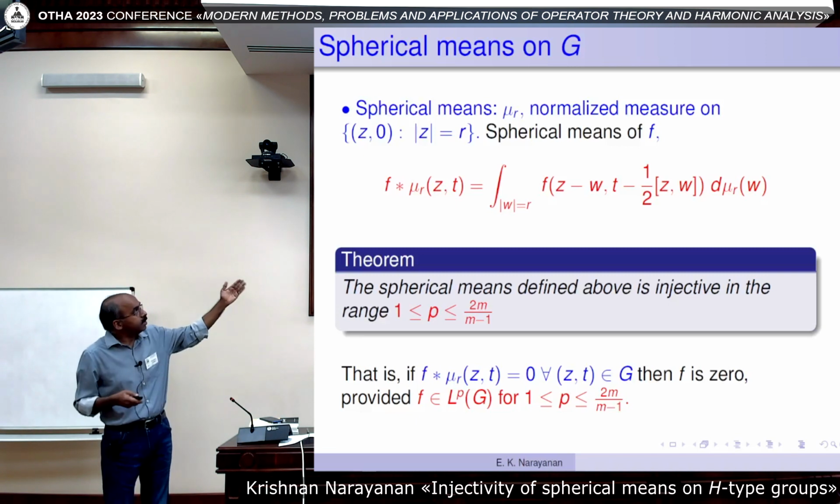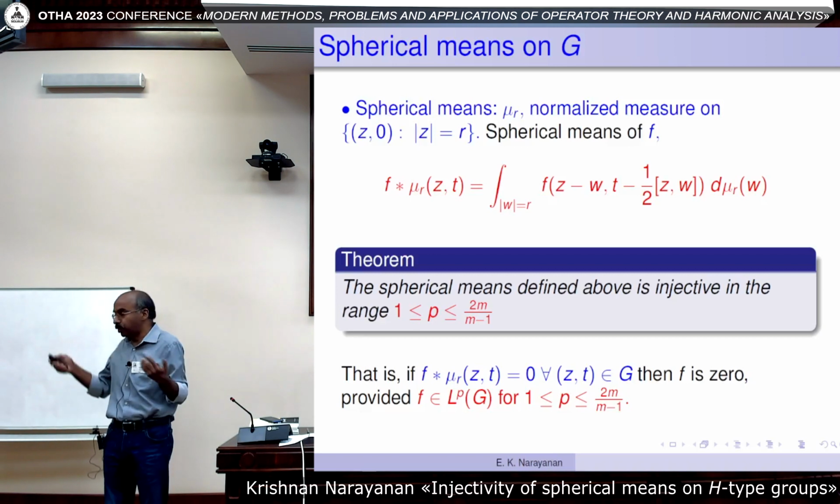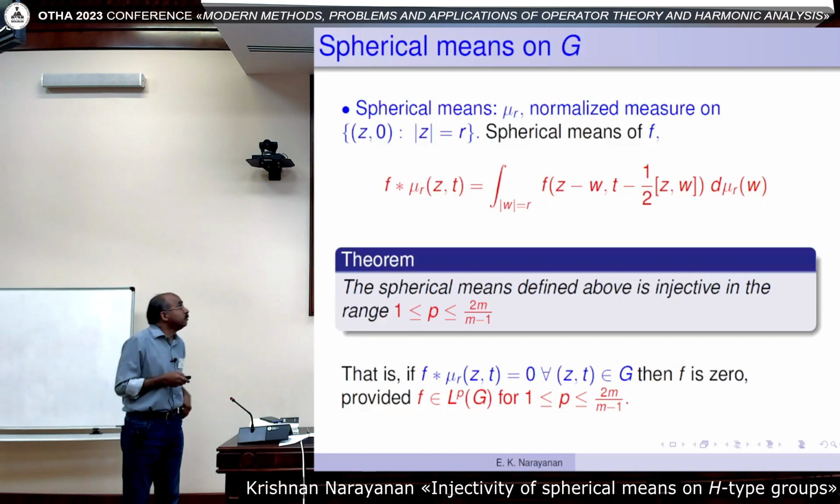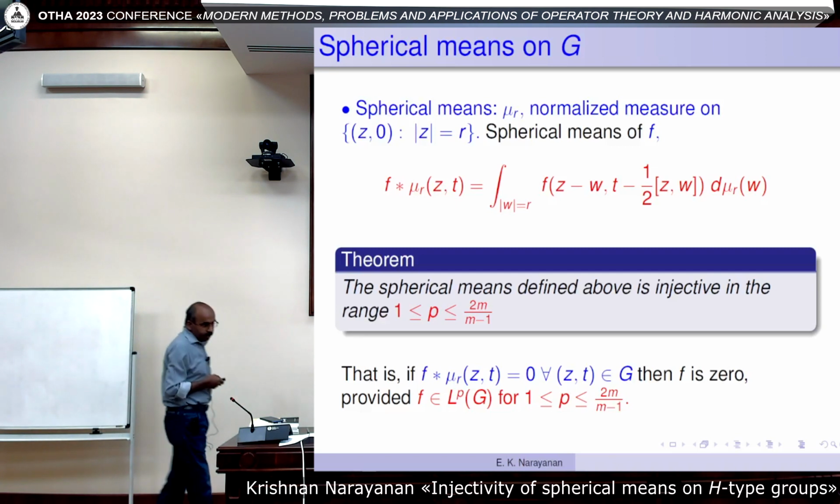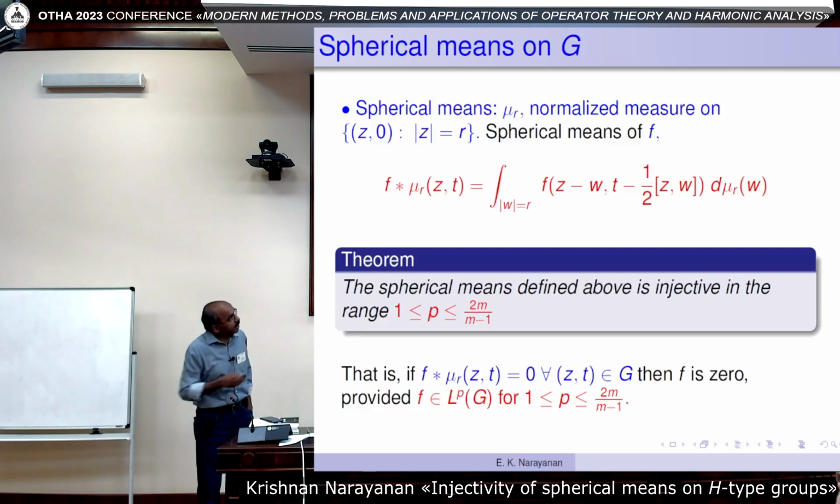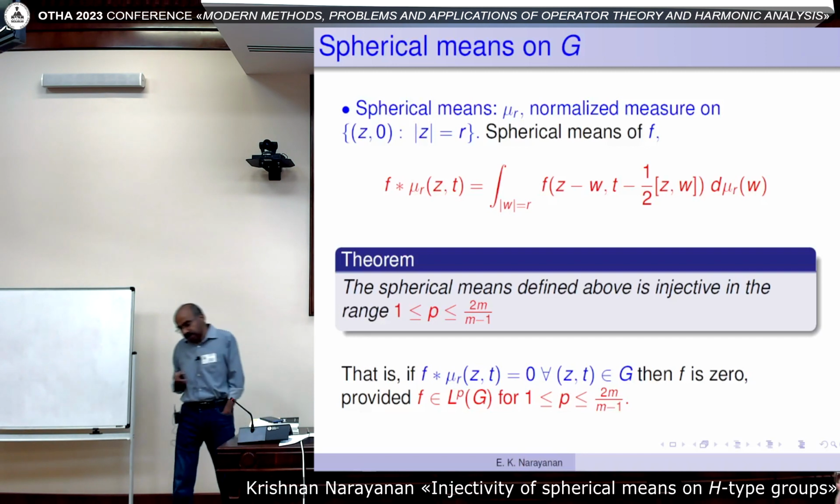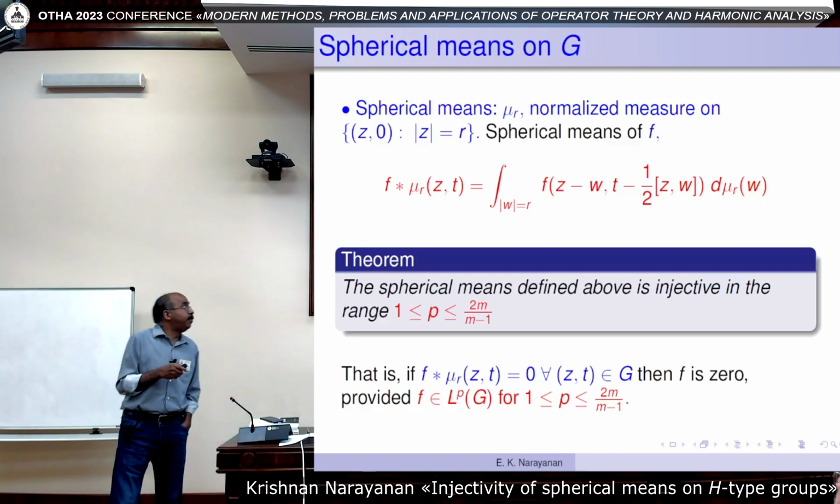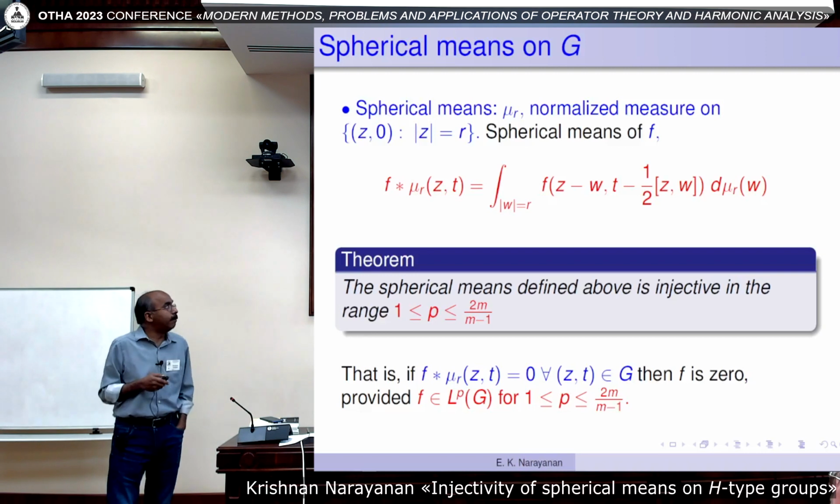So you will have z minus w, t minus that half bracket zw, which comes because of the group law, right, which makes it non-commutative. So the main theorem is: the spherical means defined above is injective in the range 1 less than or equal to p less than or equal to 2m by m minus 1.